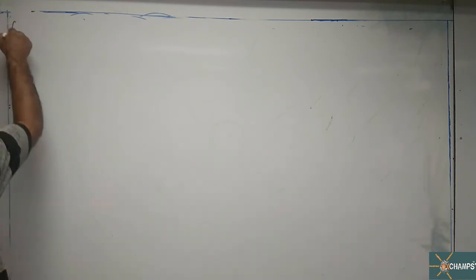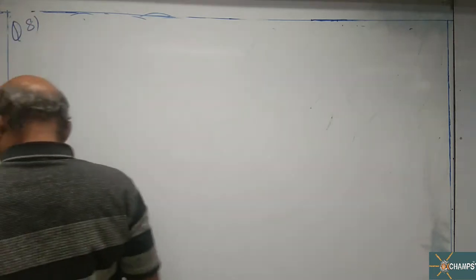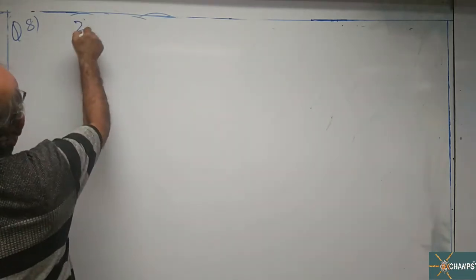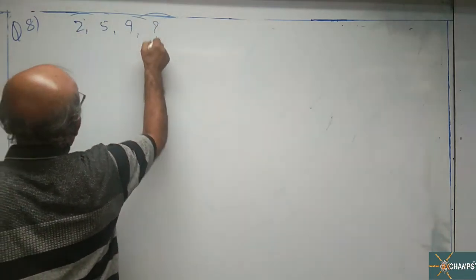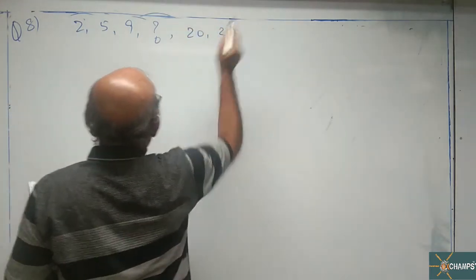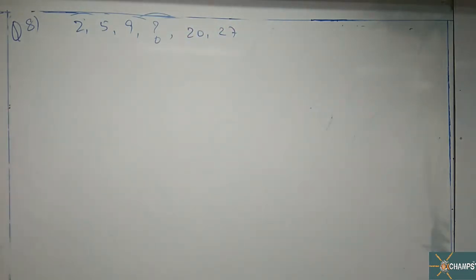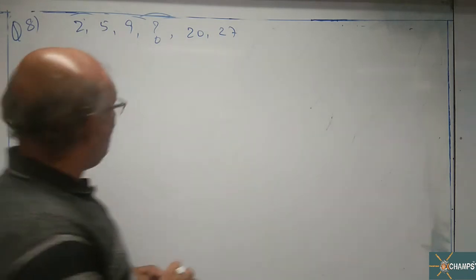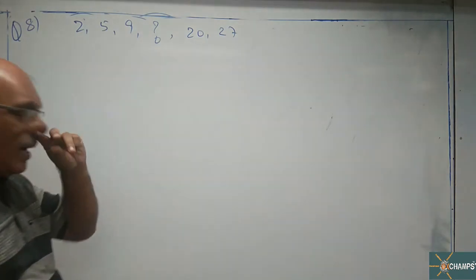Let us see the next question, sir. Question number 8. 2, 5, 9, question mark, 20, 27. 2, 5, 9, question mark, 20, 27.